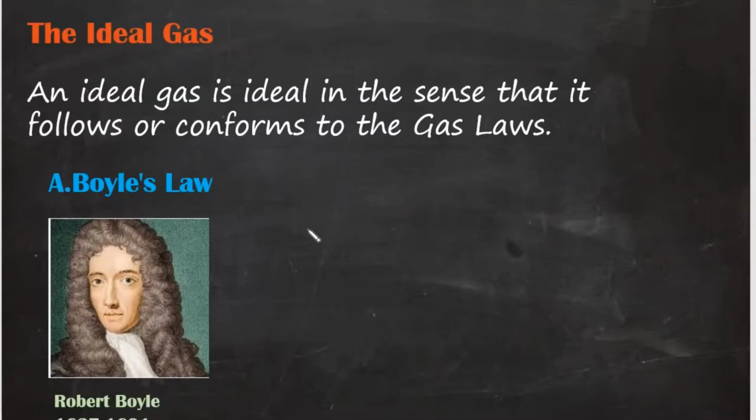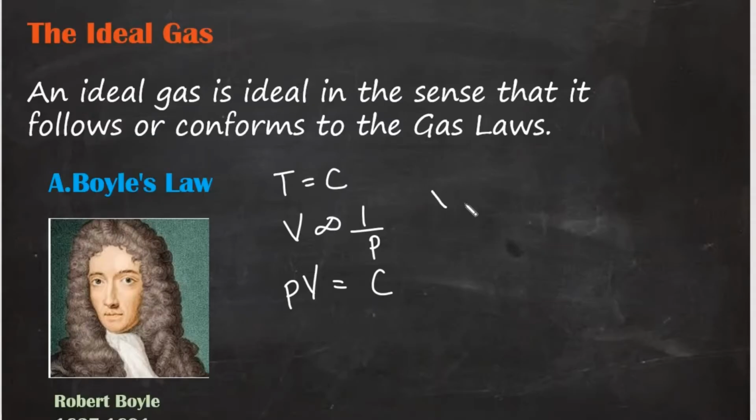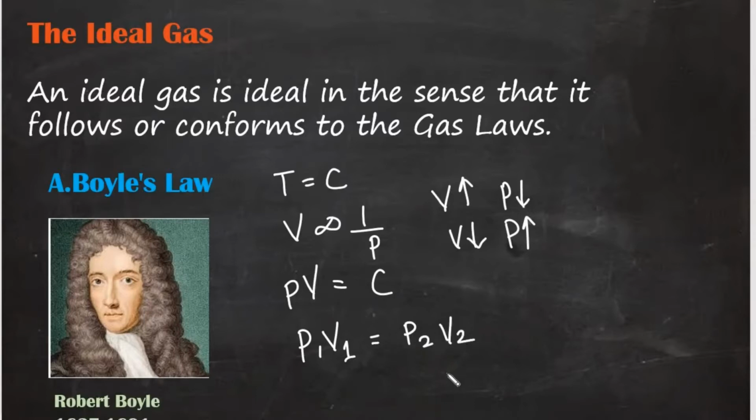Okay, so Boyle's law was formulated by Robert Boyle, and he formulated that if the temperature of a given gas is constant, then the volume will vary inversely with the absolute pressure. So that means that pressure times volume is equal to C. When you say varies inversely, it means that if your volume goes up, then your pressure goes down, and if your volume goes down, then your pressure goes up. So you have PV is equal to C, or if we translate that into 2 points, that will be P1 V1 is equal to P sub 2 V sub 2.